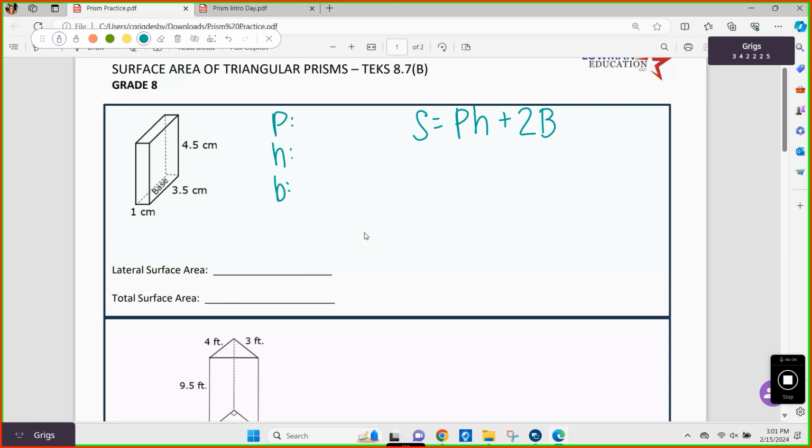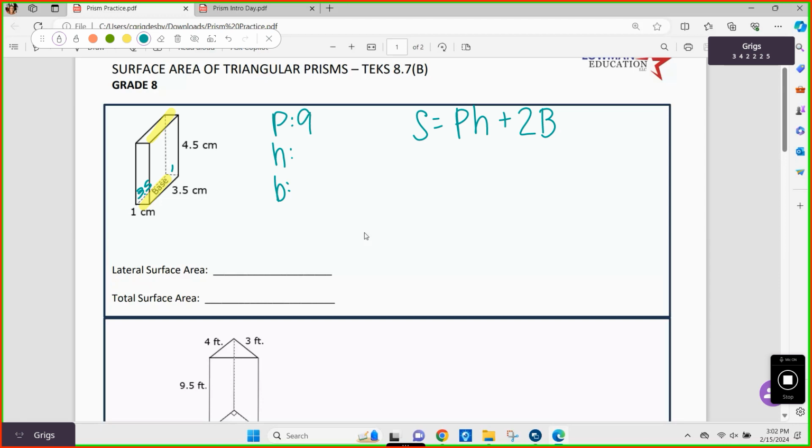Alright, put your pencils down. Pause where you're at. You can follow along with me if you're not done. So, perimeter. First off, what are my bases? What are the bases on a rectangular prism? The rectangle, the top and the bottom rectangles. So my perimeter of my base, if this side is 3.5, the other side would be 3.5, and then 1 and 1, right? Yes. 3.5 plus 3.5 is 7. 1 plus 1 is 2, to give me a perimeter of 9, right?